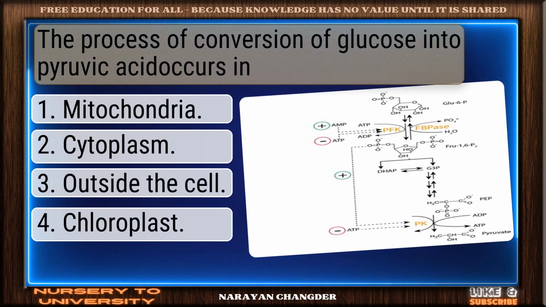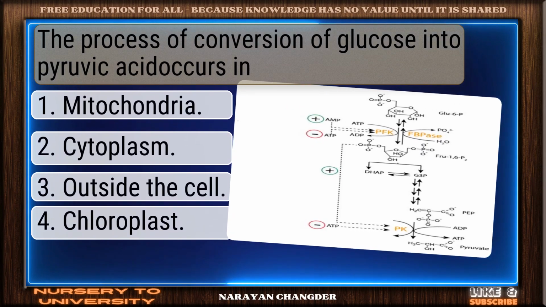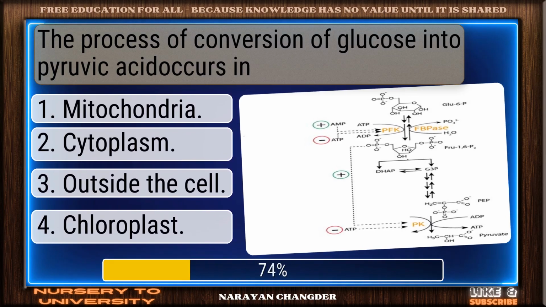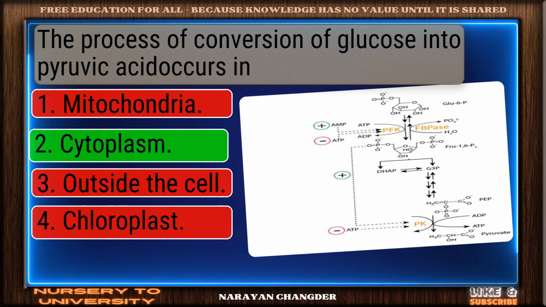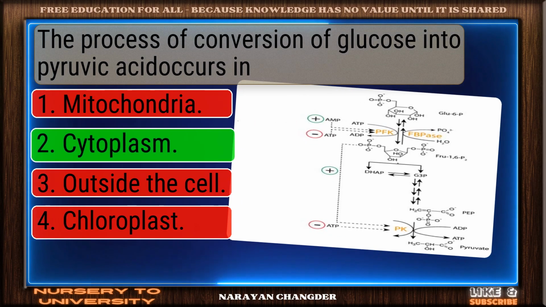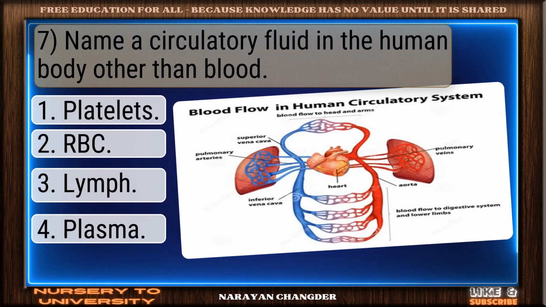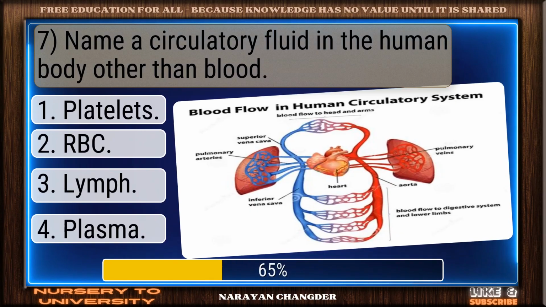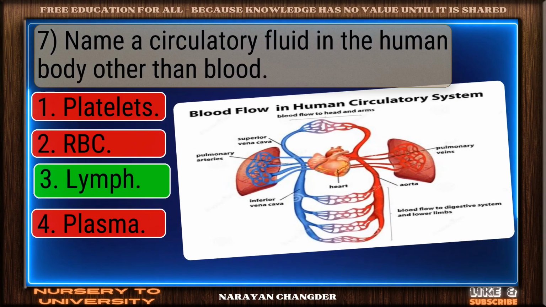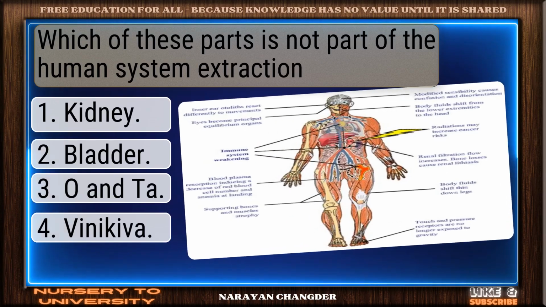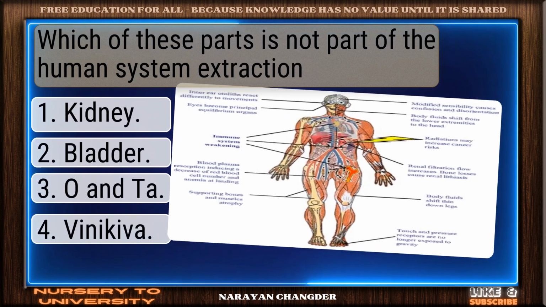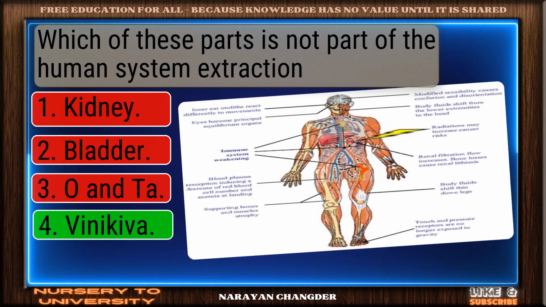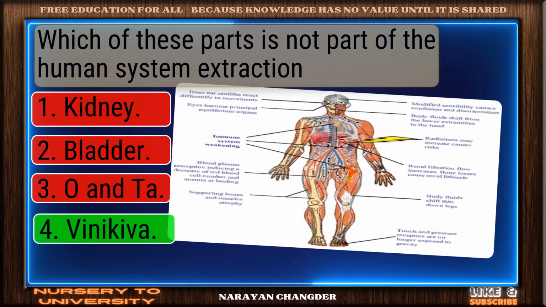The process of conversion of glucose into pyruvic acid occurs in. Correct response. Cytoplasm is accurate. Name a circulatory fluid in the human body other than blood. Right again, lymph is valid. Which of these parts is not part of the human excretory system? You're right. Vinikiva is correct.